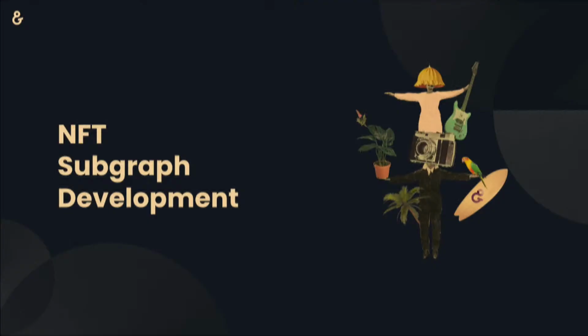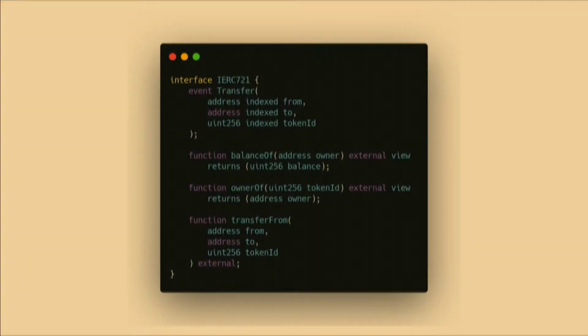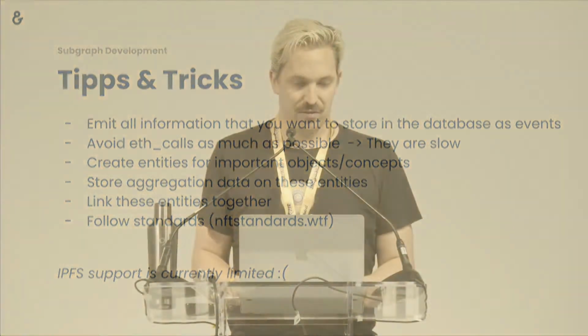Because there was NFT NYC, and because it's a cool example anyway, let's see how an NFT subgraph would look, and we can also build one together quickly. In a nutshell, the ERC 721 standard has transfer events that show which token moved from whom to whom. You have a balanceOf function where you can check the balance of a certain address, you can check the owner, and you have a transfer function that you can use to trigger transfers. So it's basically super simple. We can look at this.